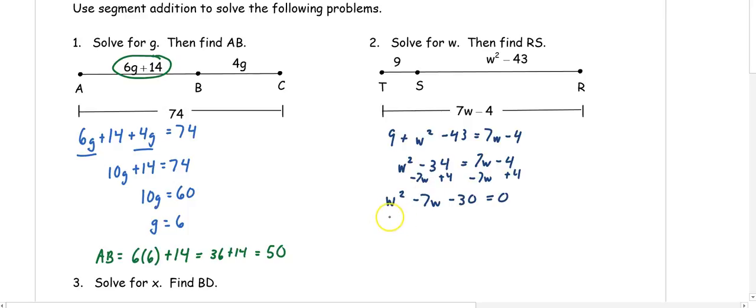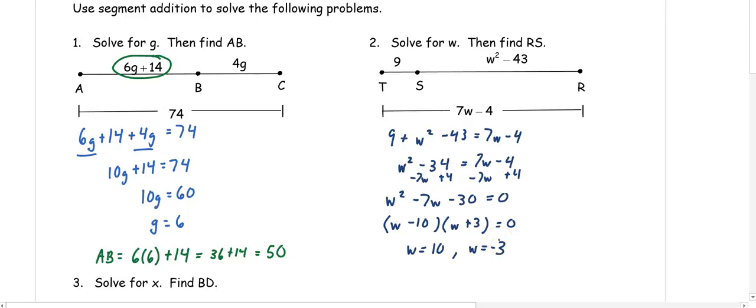So when I factor, I need two numbers that multiply to negative 30 and add to negative 7. So we have W minus 10 and W plus 3. When I solve, I just need to flip my sign, so W is 10 and W is negative 3.